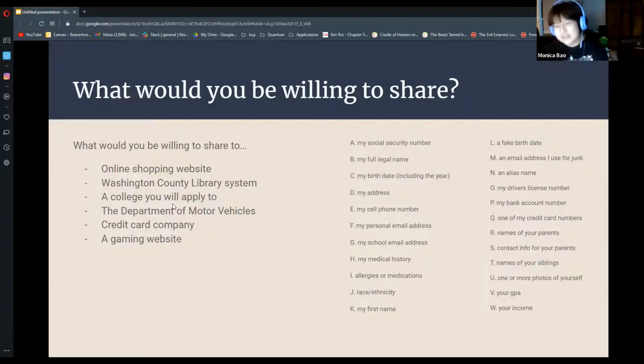What about Washington County Library System? It's a more local organization, so that might change your opinions on things. Yeah, email address would be good.